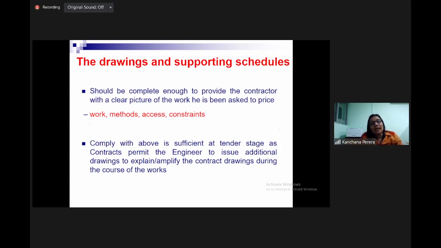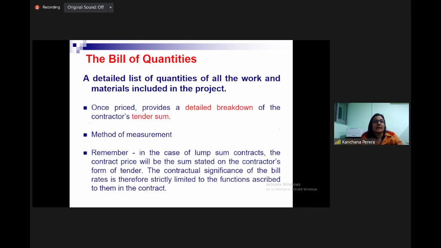So most of the time what we do is we issue copies, or sometimes we keep a complete drawing set in the place of whatever consultant's office or client's office where bidders can come and see them. Okay? Drawings. Then bill of quantities.